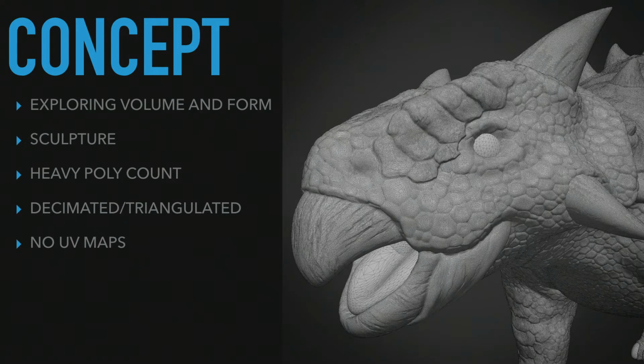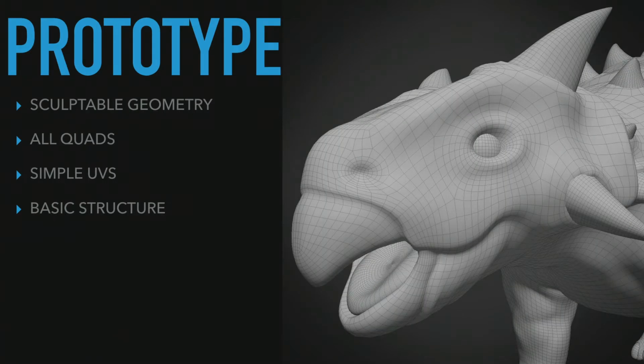I zip forward. Now we have proper loops. They're all flowing in the right direction and the right order. And this is something that I can now manage a little bit more directly. It's still a little too high poly in that area, but at least this is usable.